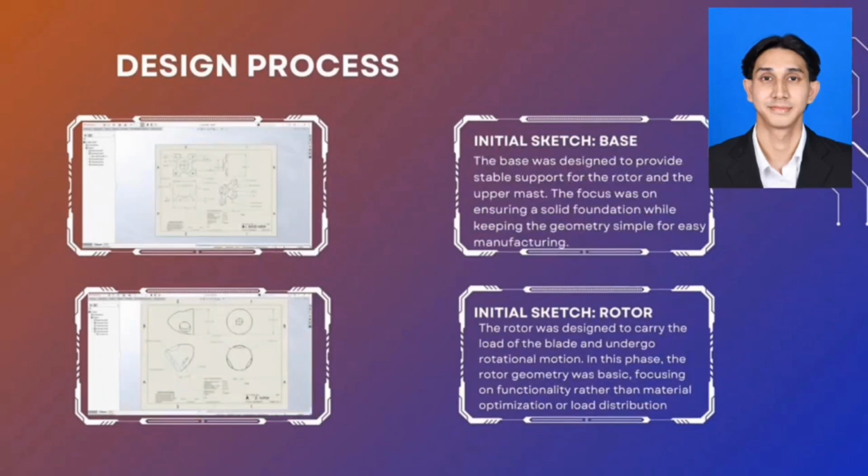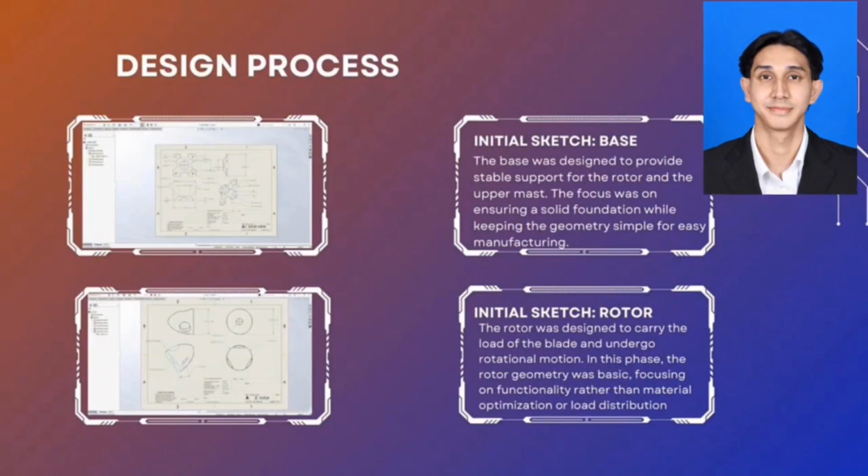Furthermore, initial sketch, which is base. The base was designed to provide stable support for the rotor and the upper mast. The focus was on ensuring a solid foundation while keeping the geometry simple for easy manufacturing. Next, initial sketch, rotor. The rotor was designed to carry the load of the blade and undergo rotational motion. In this case, the rotor geometry was basic, focusing on functionality rather than material optimization or load distribution.